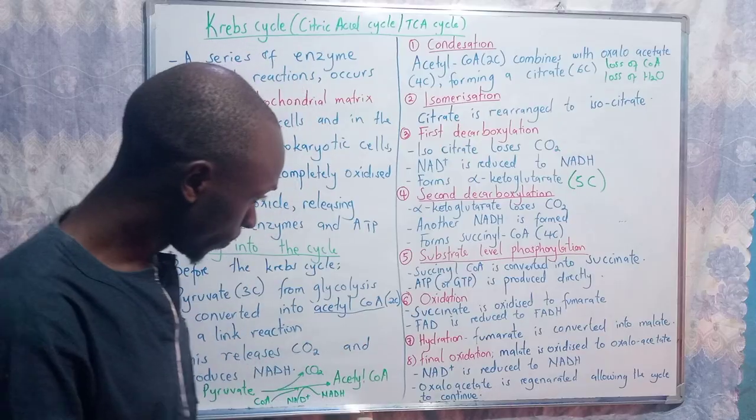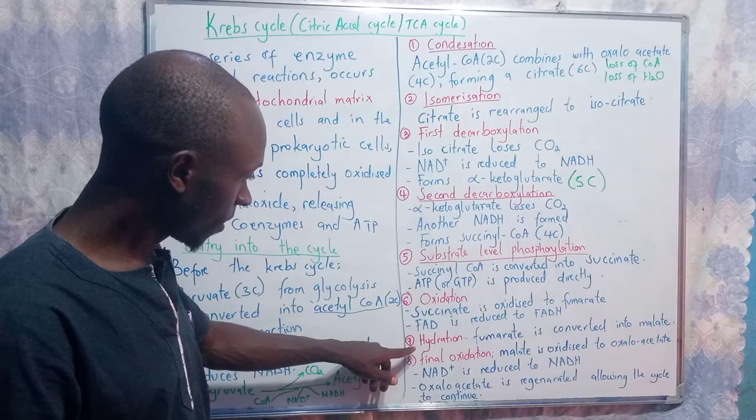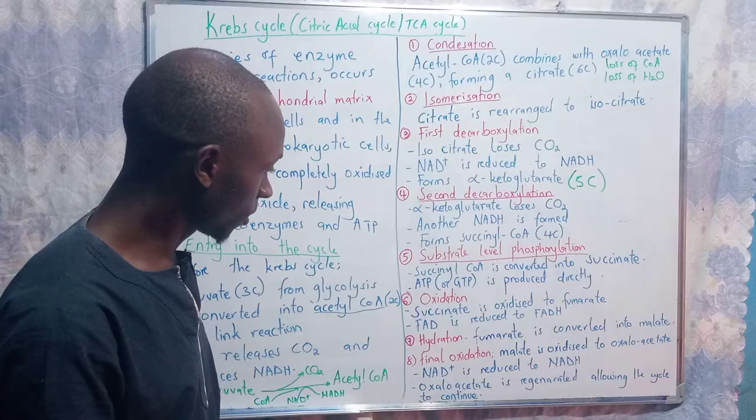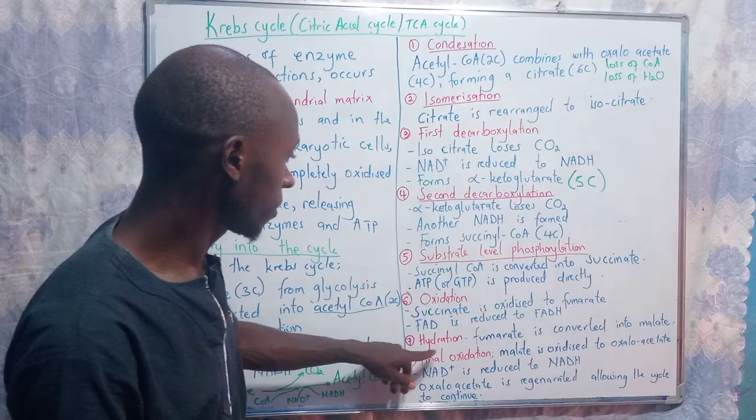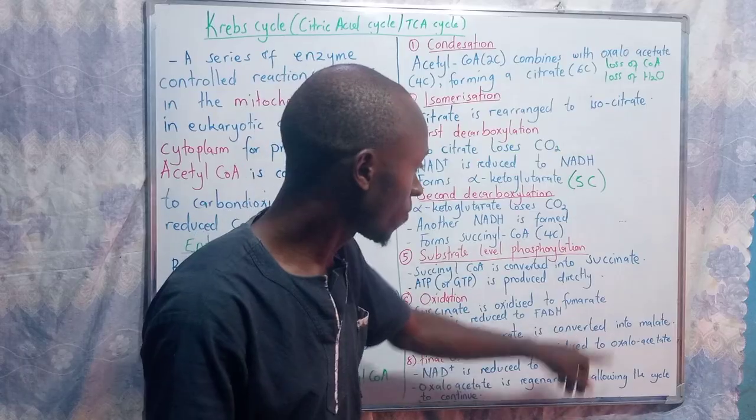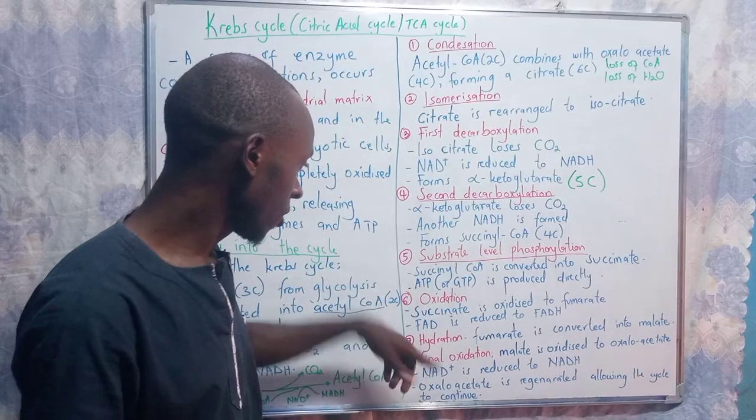So the 7th stage, we're having what we call hydration. Hydration, we are adding water. So hydration, the fumarate is converted into malate. So it means that in this stage, we are adding water.